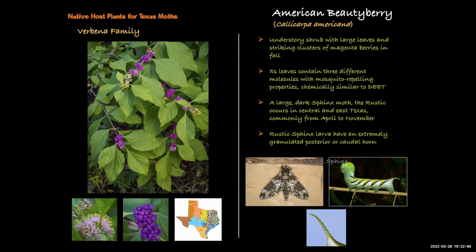The moth that uses this plant is the rustic sphinx. It occurs in Central and East Texas, and it's most commonly around from April to November. The larva of the rustic sphinx, like many sphinx moths, has what's called a posterior or caudal horn at the end of its body. And in this particular species, it's extremely granulated. And that's one of the ways that you can identify this particular moth from its caterpillar.